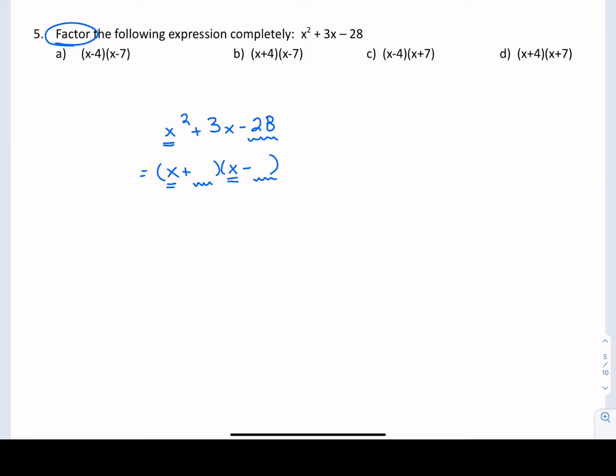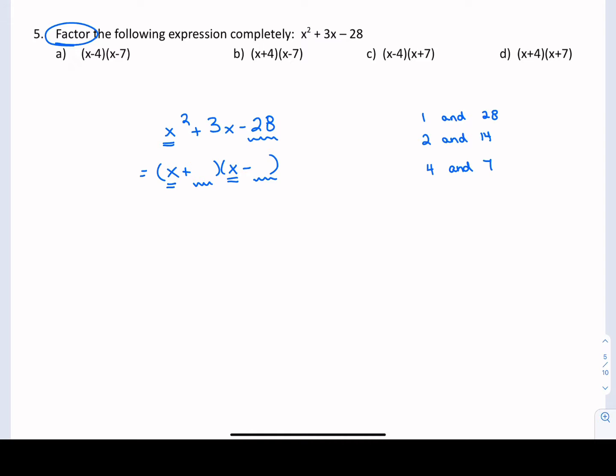Now think about factors of 28. Factors of 28 could be 1 and 28, because we know 1 times 28 gives us 28. We have 2 and 14. 2 times 14 gives us 28. Or we have 4 times 7 to give us 28. Now, because this is a simple trinomial and there is no coefficient, the two factors that we choose must multiply to give us negative 28, but they have to sum together to give us the middle term of positive 3x.